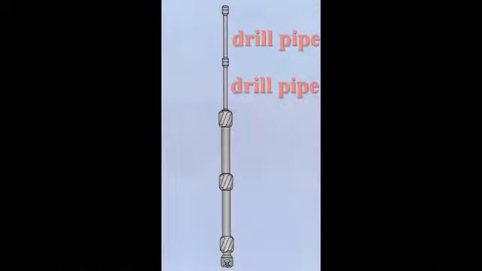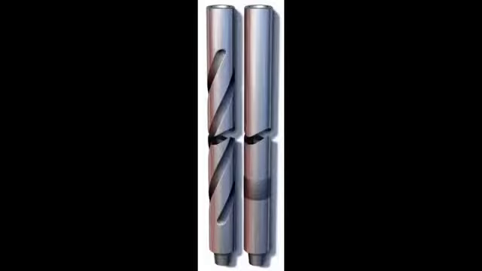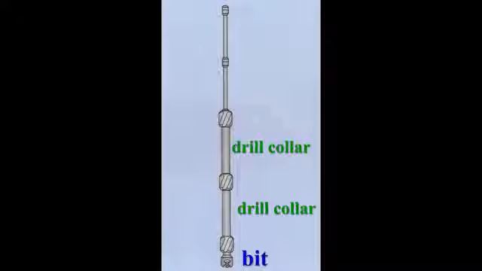Starting with the drill pipe, which makes up the bulk of the string, a drill bit is attached to the end and is used to break the rock. Next, thick-walled, high-density drill collars are placed above the bit to put weight immediately above it.